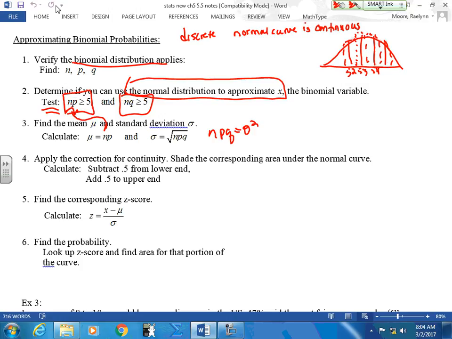Before we go to your z-score, we have to correct your statement for continuity. Continuity meaning I need to make it into a continuous graph. It's a discrete statement right now, so I'm going to change my statement. I subtract 0.5 from the lower end. I add 0.5 to the upper end. I make my curve. I shade the way my probability statement says. And then I use my z-score formula and I give my answer. So these are the steps that you're going to be doing. Keep this handy if we're following these steps.